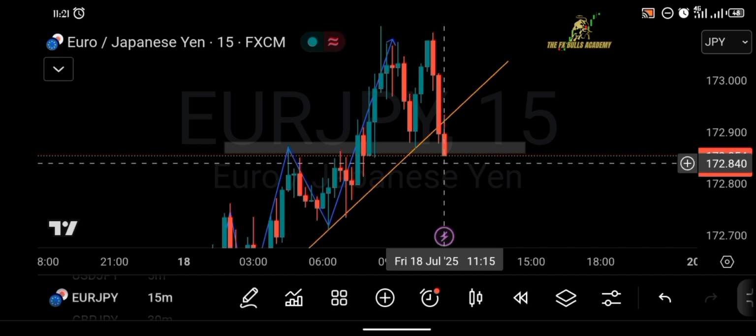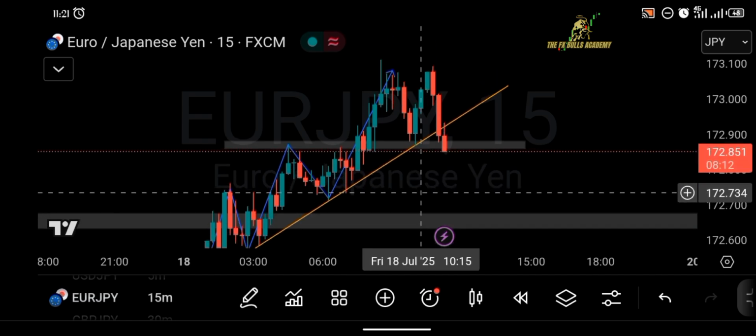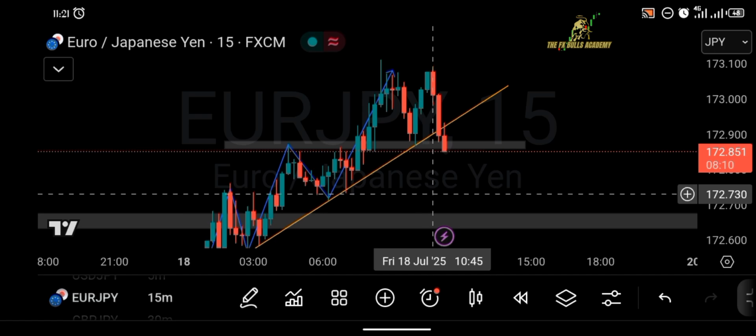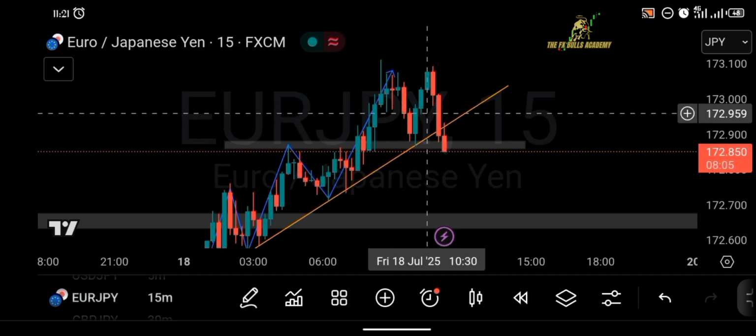So will price trend back down to this support zone, come back to this support zone and start buying back to the upside, or does it change trend?